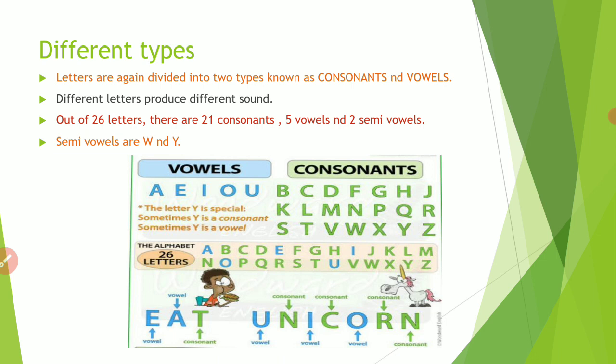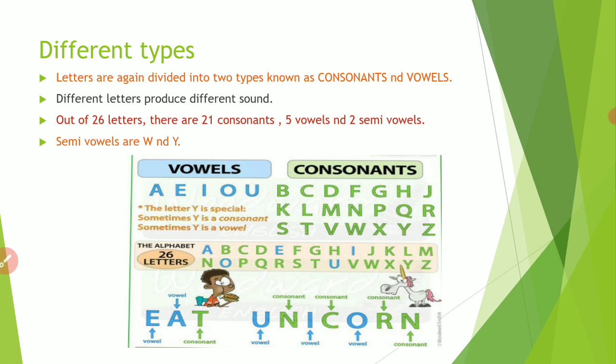Okay, in the same way, when we start from A and end with Z, we find so many different sounds that are not particularly correlated to each other. So on the basis of that sound, we have divided: one is consonant and another is vowels. And out of these 26 letters, anyone can answer that there are 21 consonants and 5 vowels.